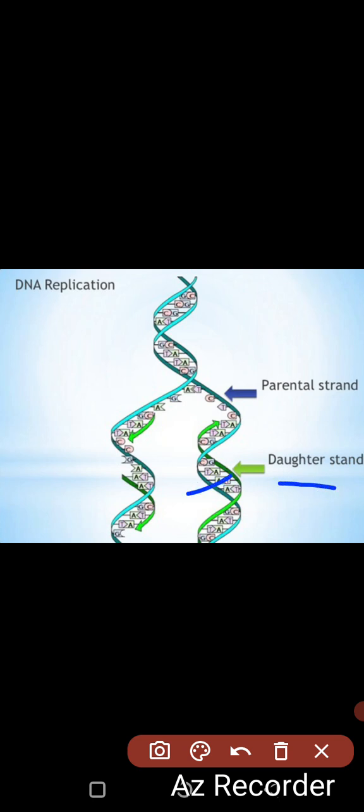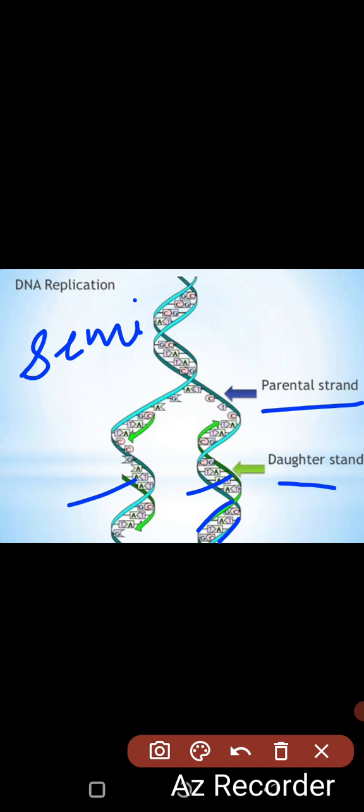You can see here two daughter DNA molecules are produced from one parental strand. Okay, one old strand is there, that is the blue one, and one new strand is produced, that is the green one. So two daughter DNA molecules are produced. That means the DNA replication is semi-conservative, right? And it was proposed by the Meselson and Stahl experiment.